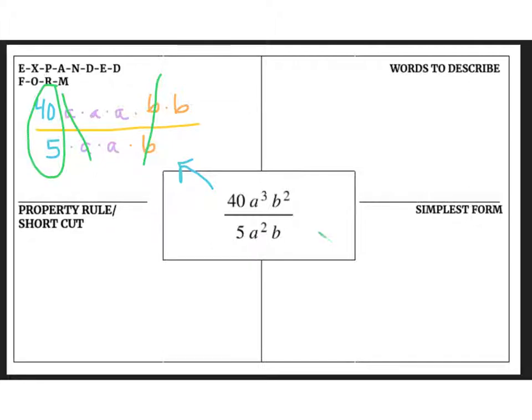So I'm going to go down here into simplest form next. And 40 divided by 5 is 8. And, oh, there was another a I could cross out. Okay, so I'm left with one a in the numerator and a b in the numerator.